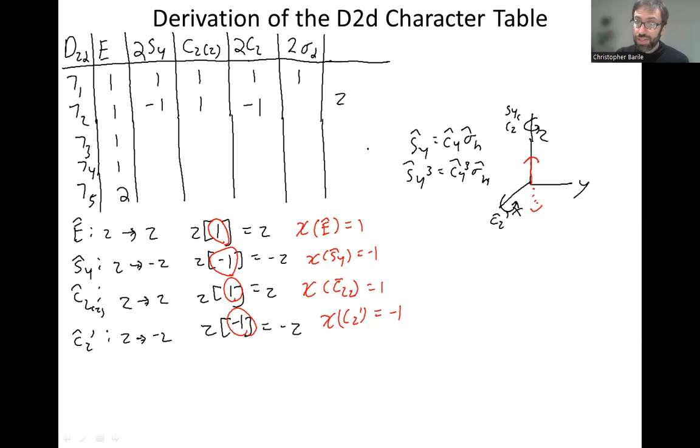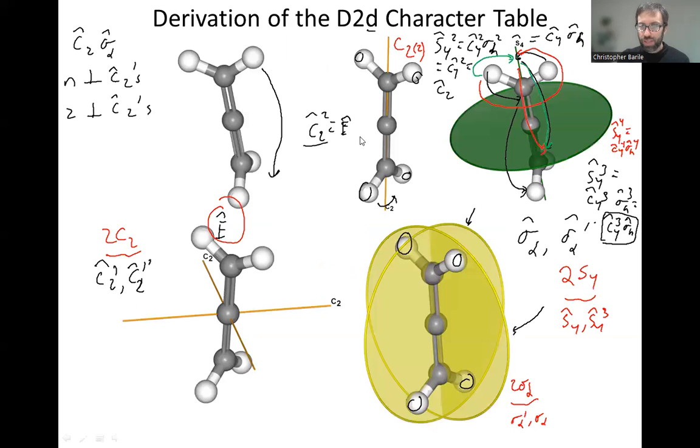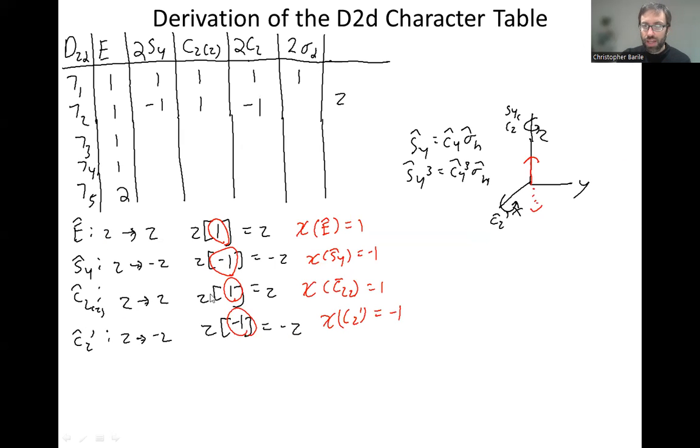Last one for the z function are sigma d's. Which sigma d do we choose? It doesn't matter. We can think about how these sigma d's are oriented with respect to the C2s, and they turn out to be, which is why they're called sigma d's, that they bisect the C2s. So they go 45 degrees. So for this calculation for the z-axis, it ends up not mattering.